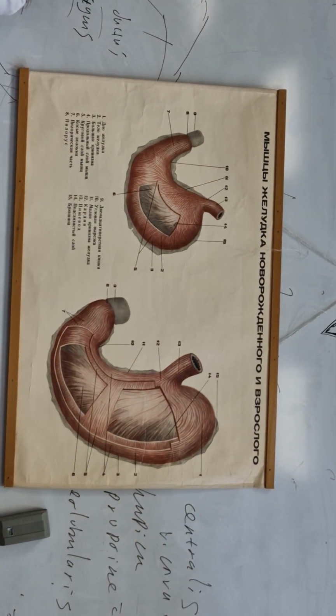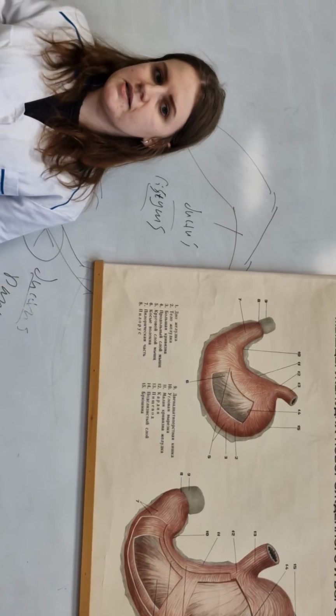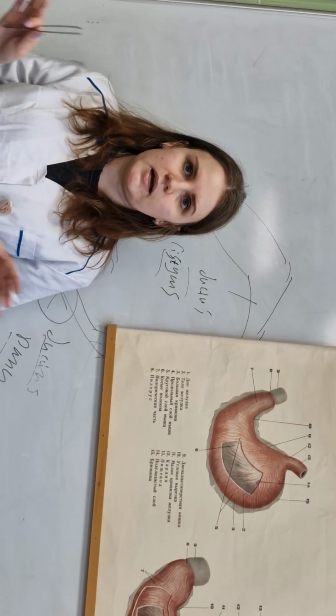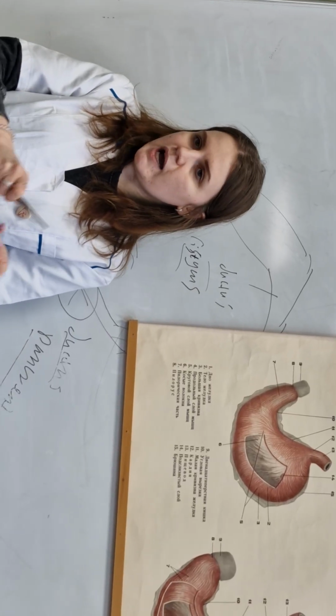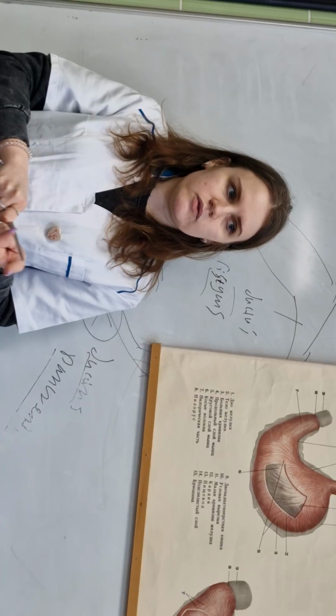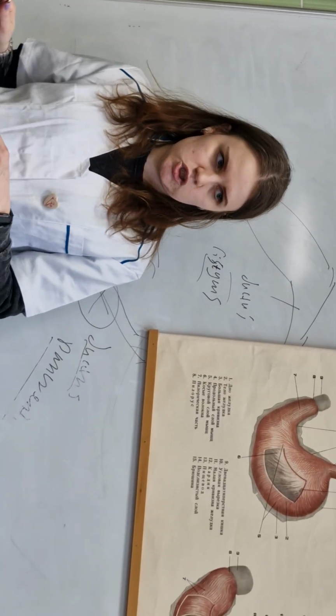And our stomach is covered by peritoneum on all sides. This is intraperitoneal position, not adventitia, only peritoneum. Three layers: tunica mucosa, tunica muscularis, and tunica serosa, the peritoneum covering our stomach on all sides. Intraperitoneal position. Understand this?